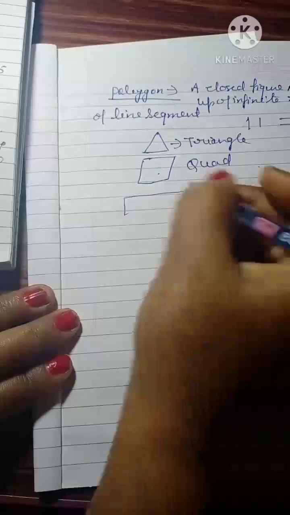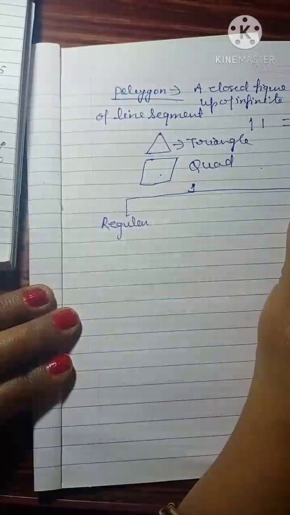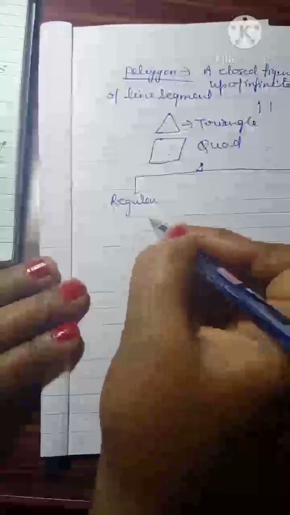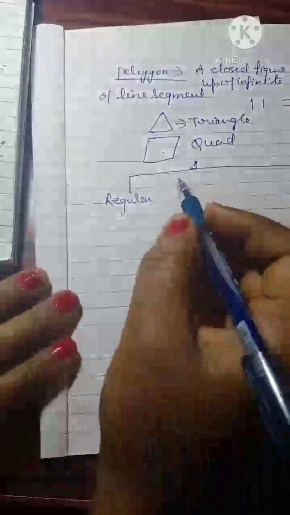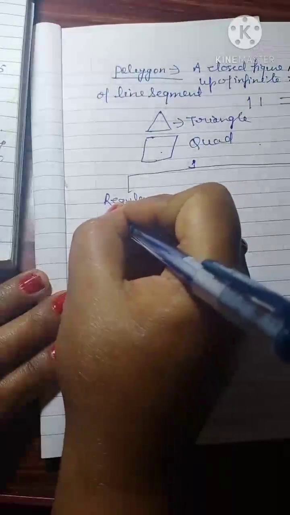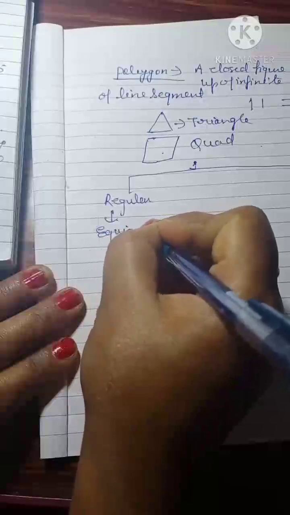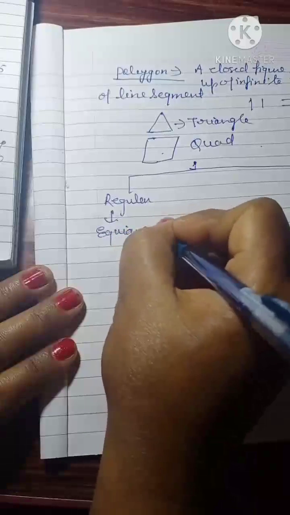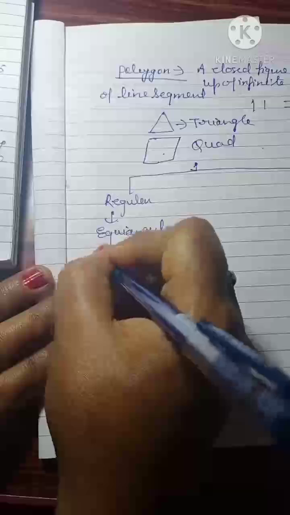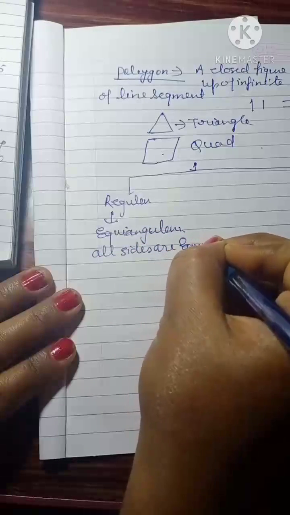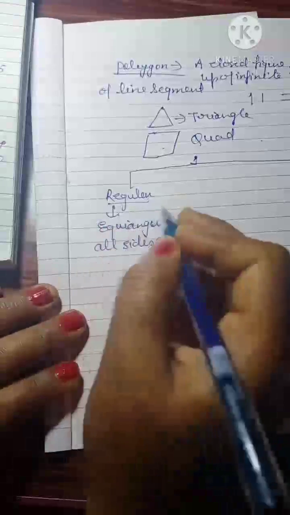One is regular polygon, or second is irregular polygon. What do you mean by regular polygons, beta? Regular polygons are those polygons in which all sides are equal and all angles are equal. Means those are equiangular. Equiangular means all the angles are equal, and all sides are equal. So what can be the examples of regular polygons?